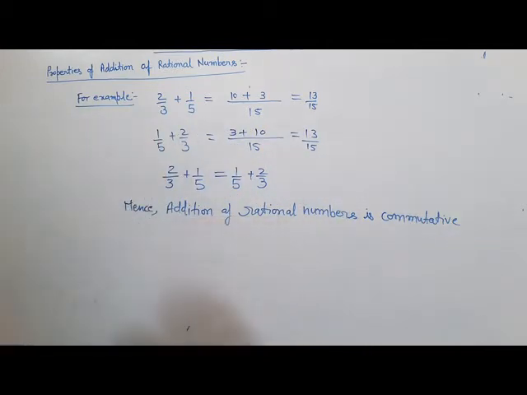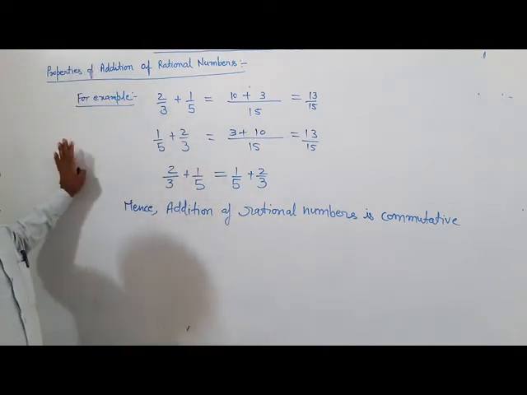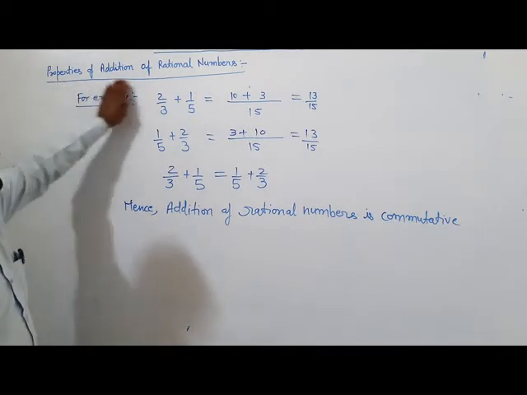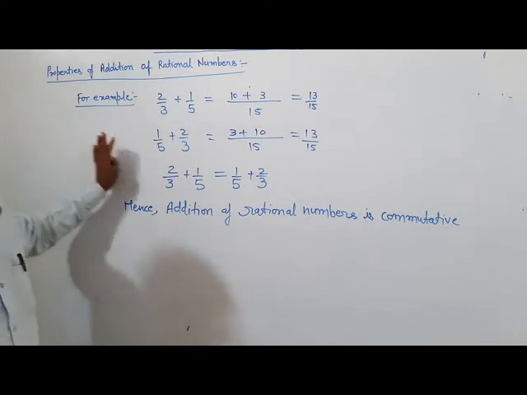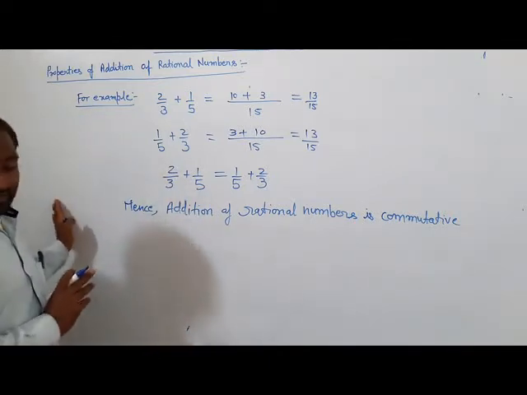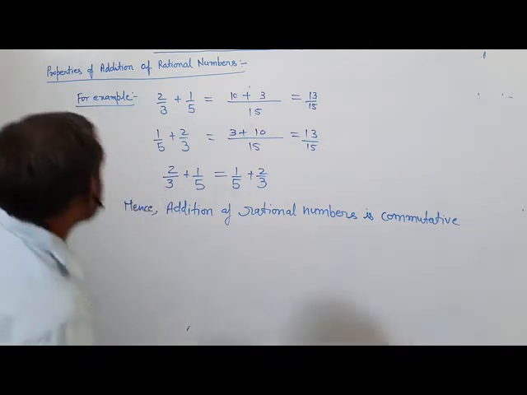Rational numbers is commutative. This is the second property of addition. First it was closure property, second was commutative property. Third is associative property.